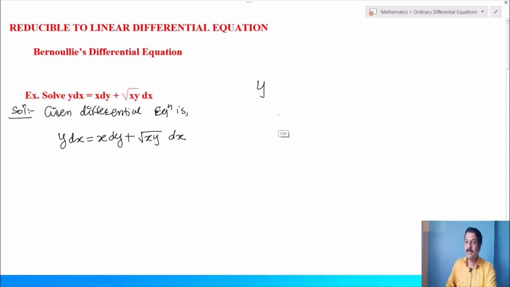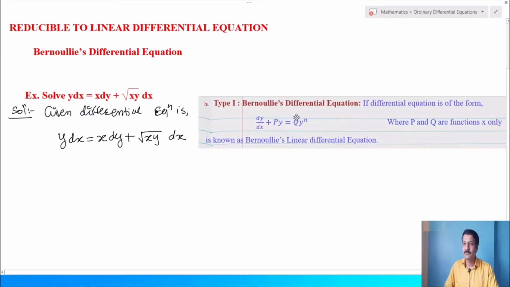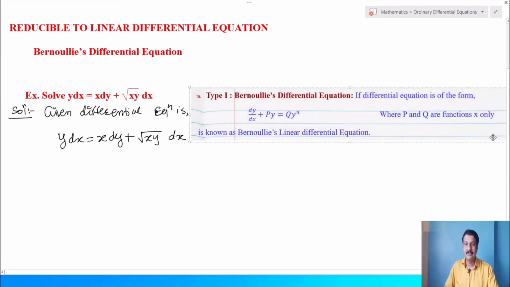Now reducible to linear and Bernoulli: 1 y, 1 dy and 1 power of y. So here 1 y, 1 dy and 1 power of y, because under root of y means y raised to half, and all are in 3 different terms, not multiplied together. Therefore it is a Bernoulli's linear differential equation. Without fail we should know the general form of the Bernoulli's linear differential equation. So I should have this theory part.